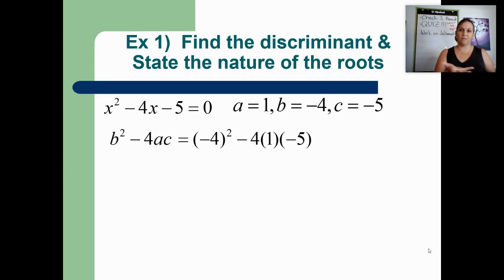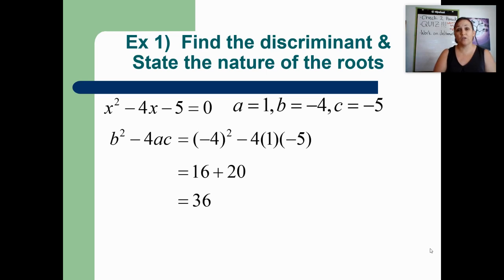Or, I mean, these numbers are not that big. We could totally do this without a calculator, right? Negative 4 squared, that's negative 4 times negative 4, that's positive 16. Negative 4 times 1 is negative 4. And negative 4 times negative 5 is positive 20. And 16 plus 20 is 36. So, I mean, we don't have to use a calculator.